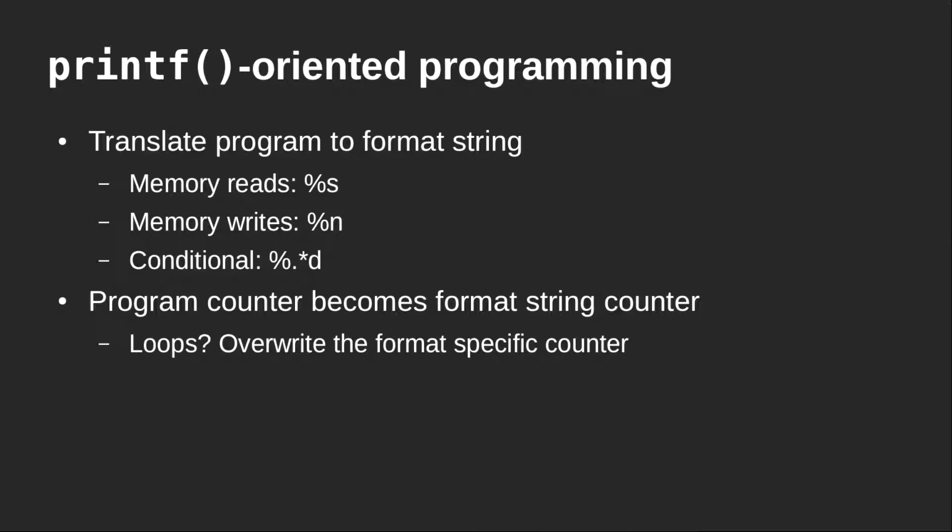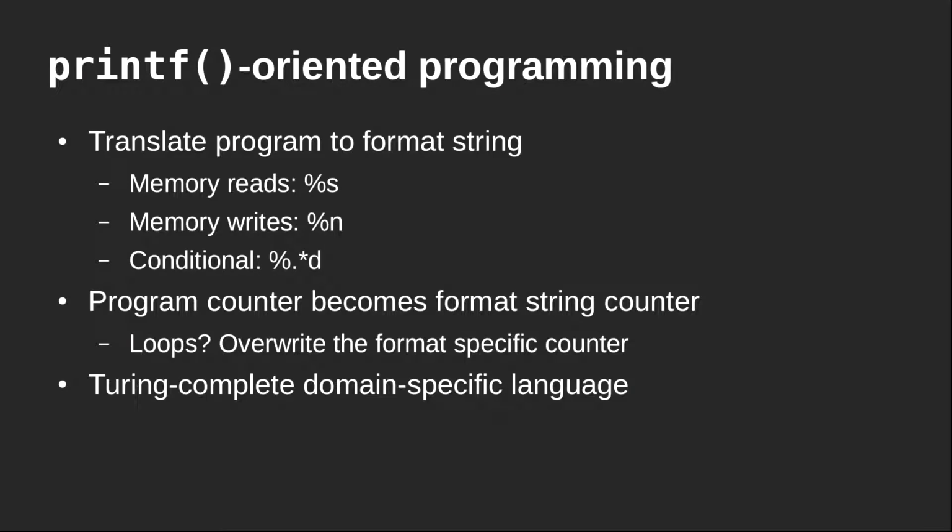The program counter becomes the counter in the format string, and we can just move the program counter along. If we want to do loops, we can overwrite this program counter, or this format string counter, as different parts of the format string are being printed to the screen. And we can reset and jump around in this format string and then readjust our program counter to implement different jumps in this abstract language that we implement. We are presenting a Turing-complete domain-specific language.